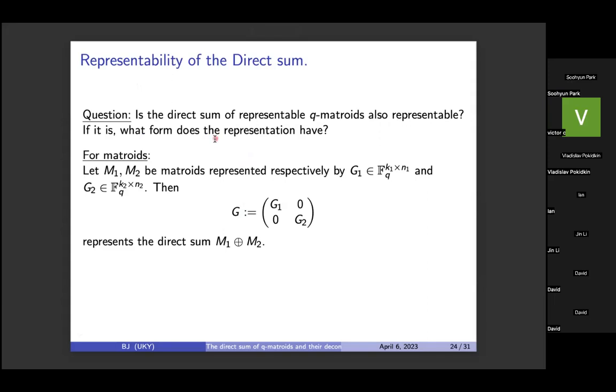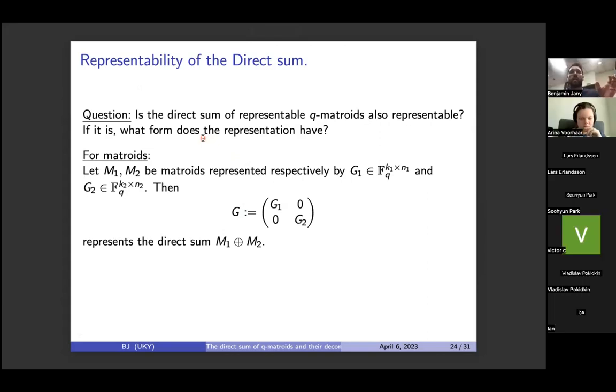It's important to relate q-matroid theory to coding theory to really understand this notion of representability and figure out when a q-matroid arises from a code or from a matrix, right? And so the question that we asked ourselves is, okay, we have this direct sum operation. Is the direct sum of two representable q-matroids also representable? And if yes, can we nicely describe what that representation is, right?